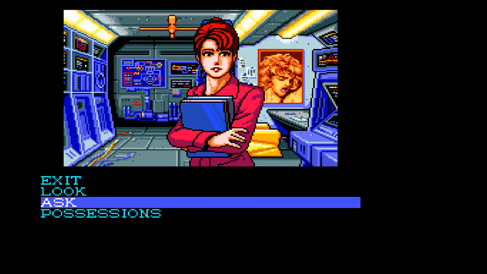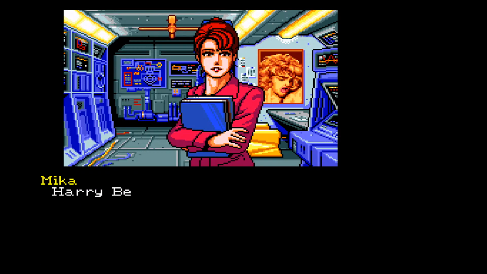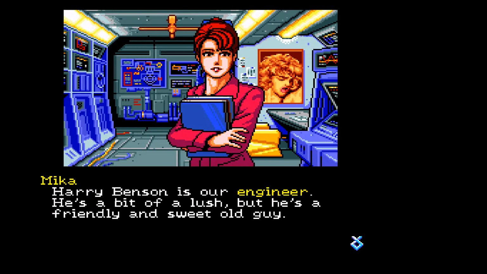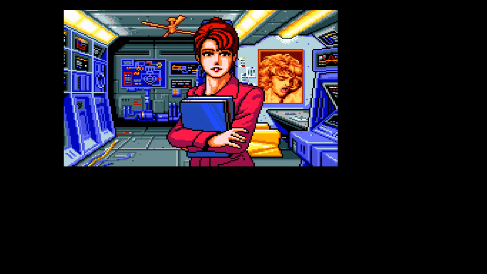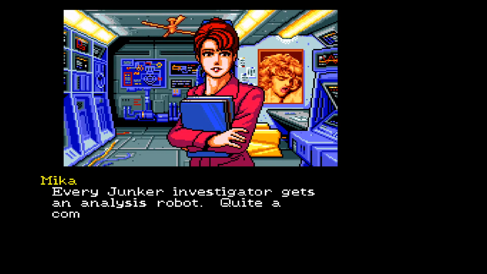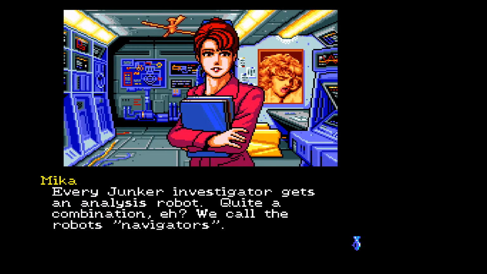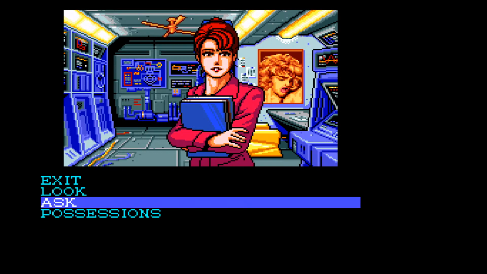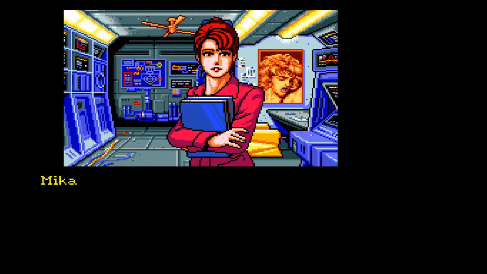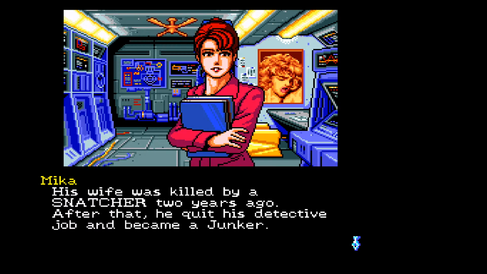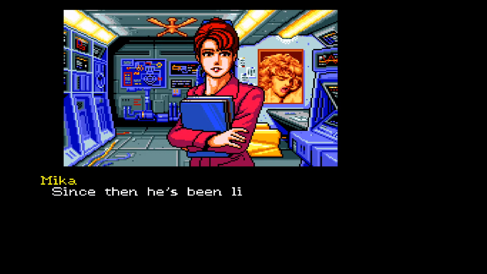Alright, so I think that's pretty much good there. Ask about Harry. Harry Benson is our engineer. He's a bit of a lush, but he's a friendly and sweet old guy. Every junker investigator gets an analysis robot. Quite a combination, huh? We call the robots navigators. His wife was killed by a Snatcher 2 years ago. After that, he quit his detective job and became a junker. Since then, he's been living with his daughter, Katrina.